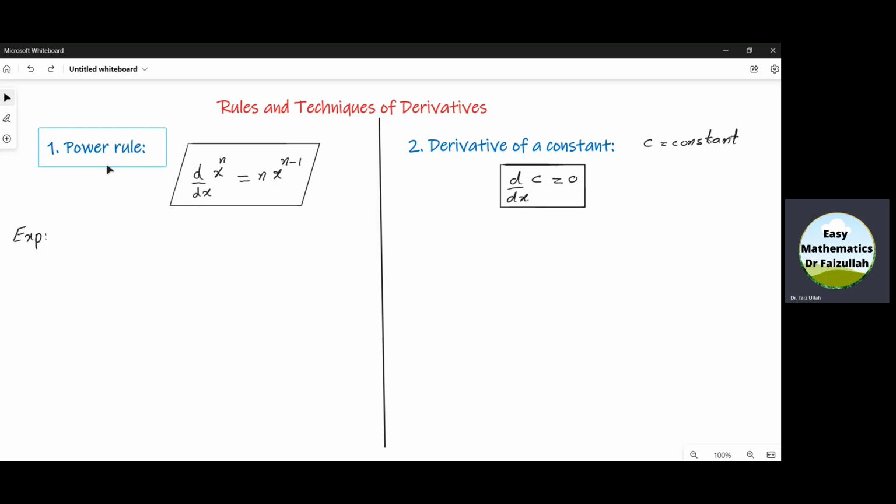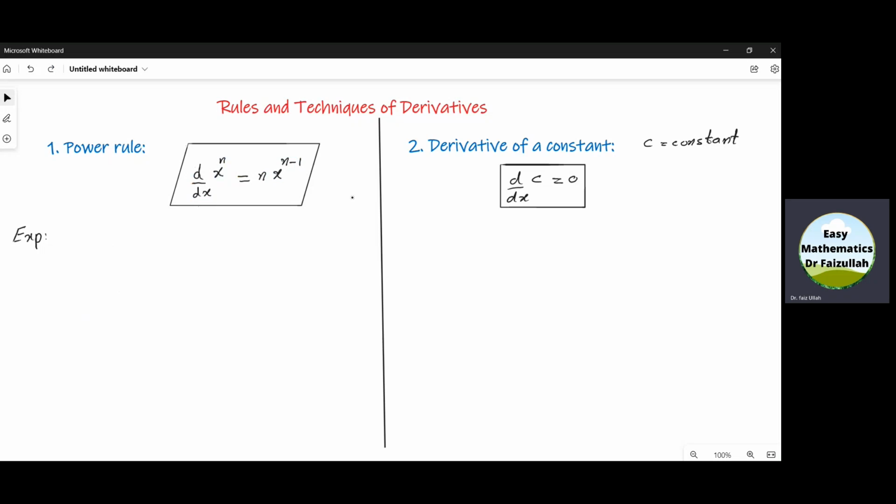The power rule is an important rule of differentiation. This rule says that if we are given x power n and we want to differentiate it, then the differentiation of x power n will be equal to n x power n minus 1. To differentiate x power n, we bring n to the beginning, and then we subtract 1 from the n which is in the power.